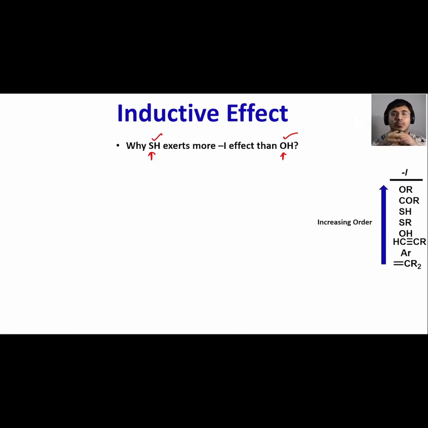Chemistry is full of exceptions. No. If you have proper reasoning, then nothing is an exception. So let's see why it is happening so. First we have to see what is happening in the case of the SH and OH bond.